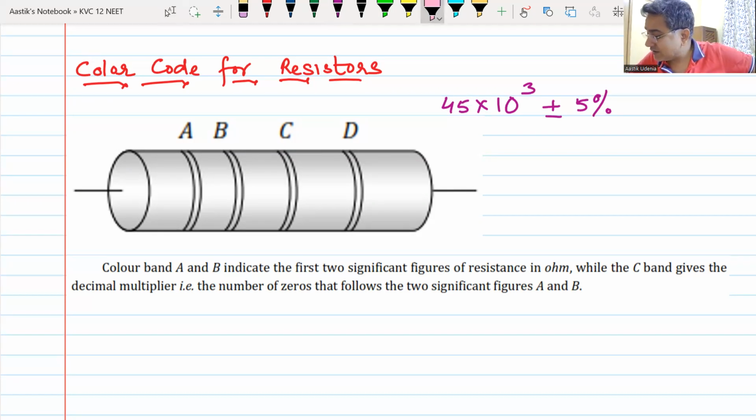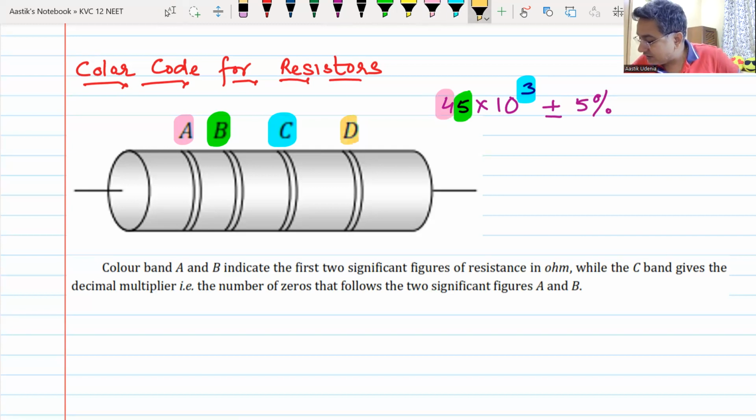So you can see the color code for A will correspond to 4. Do we understand this? This B will stand for this 5. This C will stand for this 10 raised to the power of 3. And this D will stand for this 5%. Do we understand this? Yes, sir.